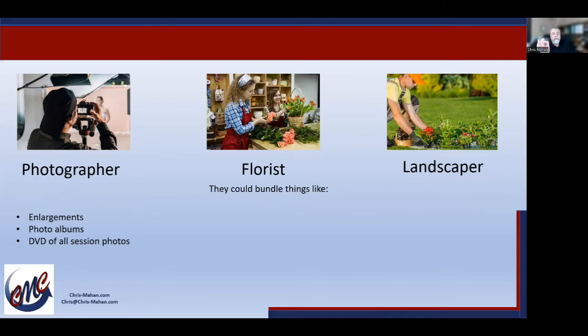What if he or she bundled such things as enlargements, photo albums, even a DVD with all the session photos? Those are fairly inexpensive items for the photographer, but they may be perceived as an added value to the customer. The florist could bundle things like cards, gifts, even something like flower preservatives. A landscaper, once they created a wonderful landscape for their customers, could offer a garden maintenance kit to help them keep their flower garden looking great. The bundle might include things like gloves, a rake, a spade, or even more.